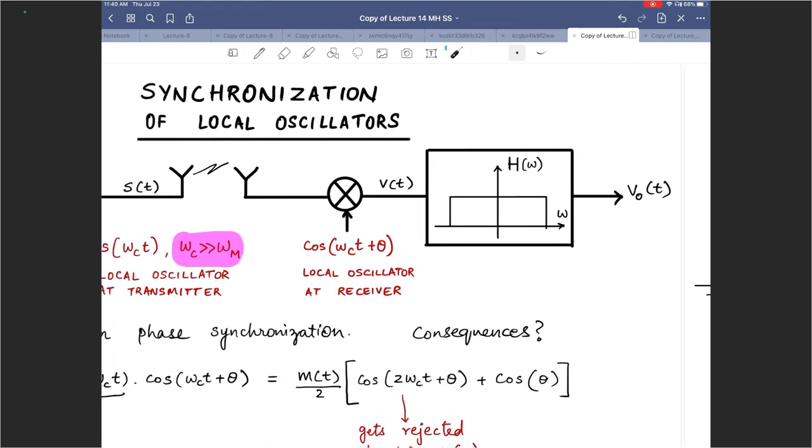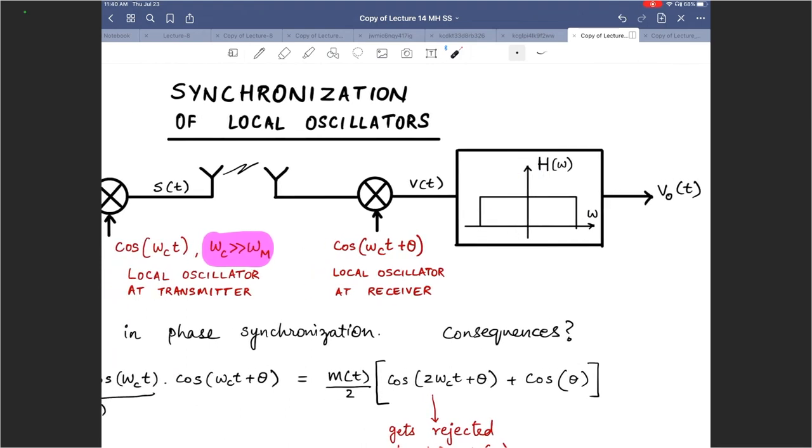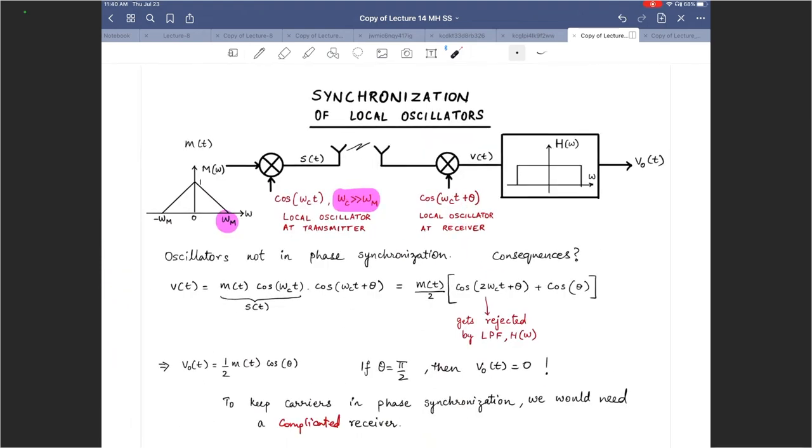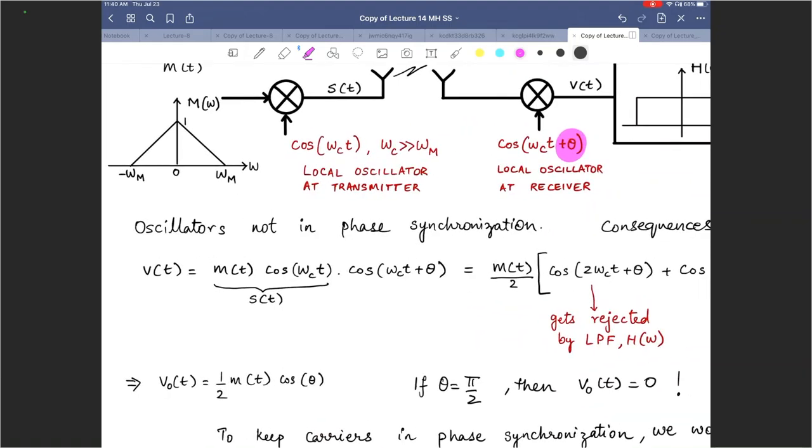And then we did the low pass filter to get the output. Now let us try to see the consequence of a mismatch in terms of phase. So over here we are trying to look at the consequence of the theta, when the oscillators are not in phase synchronization.